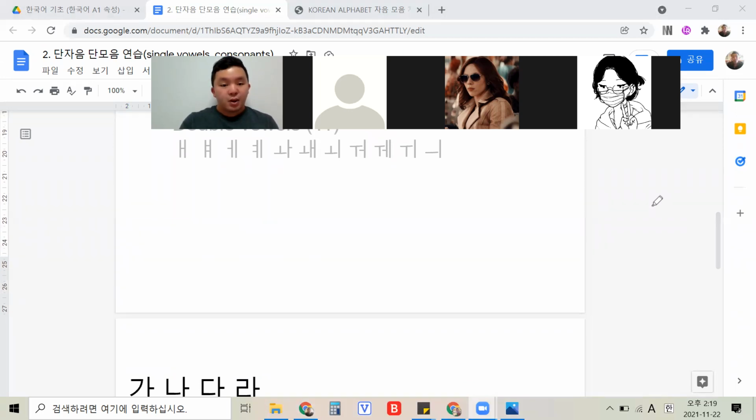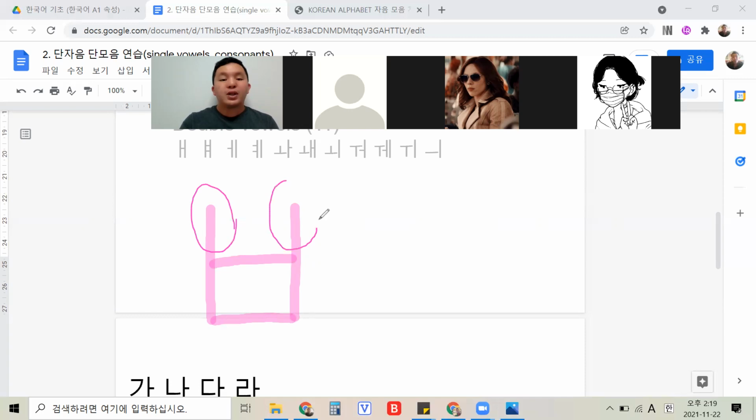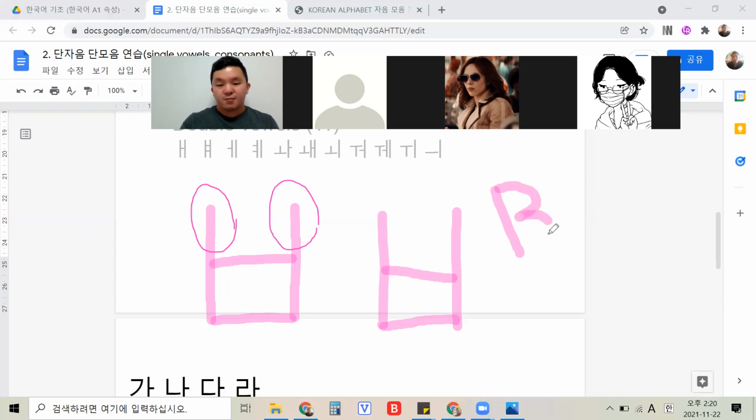So, 1, 2, 3, 4. The important part is this part pointing to the top. Let's try again. 1, 2, 3, 4. And this is a B sound.